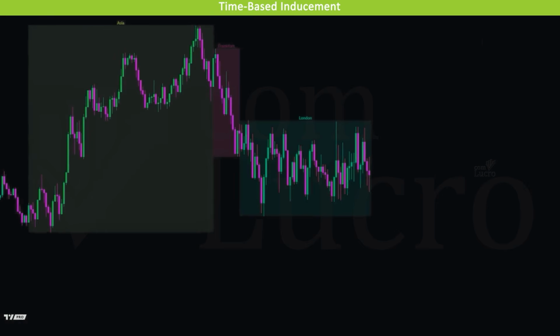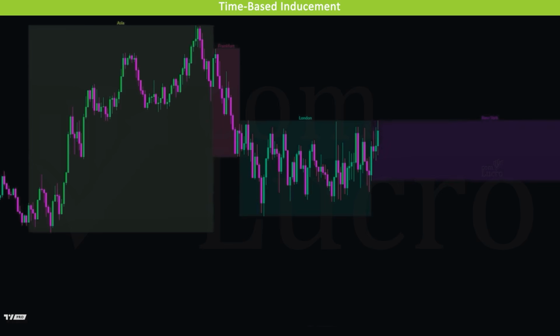Let's look at an example on the euro-dollar chart. During the London session, price trades within a relatively tight range and moves sideways for an extended period. As the New York session open approaches, pay close attention to what happens next. Right as the session opens, price makes an aggressive move to the upside, sweeping the liquidity resting above the London session high. Retail traders quickly enter long positions because price breaks above a double top formation. From their perspective, this appears to be a clean and convincing bullish breakout.